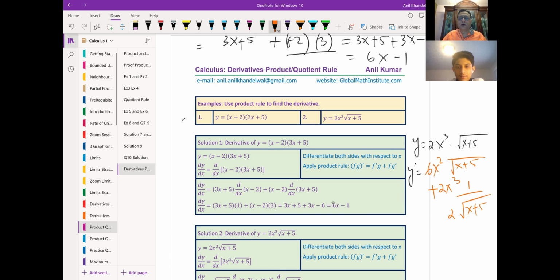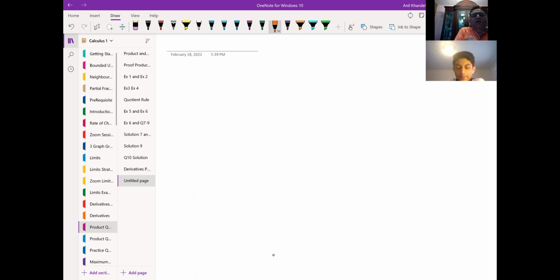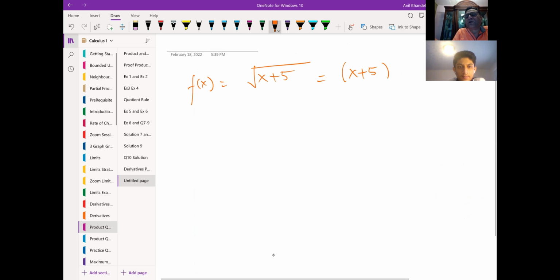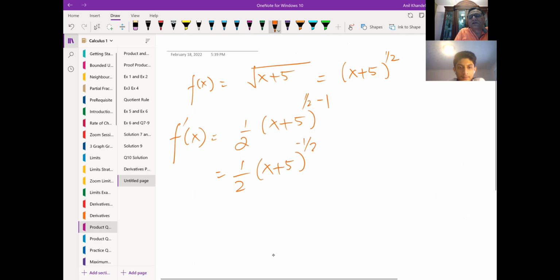Sure. So let me just add a page to this. Let us say we have the function f of x equals square root of x plus 5. You think of this like x plus 5 to the power of half. So the derivative of this function will be half times x plus 5 to the power of half minus 1, which is minus half. So this could be written as 1 over 2 square root of x plus 5. Okay, got it.